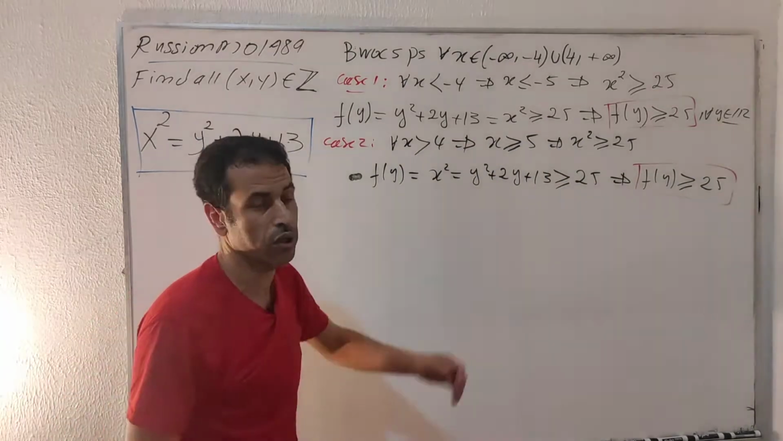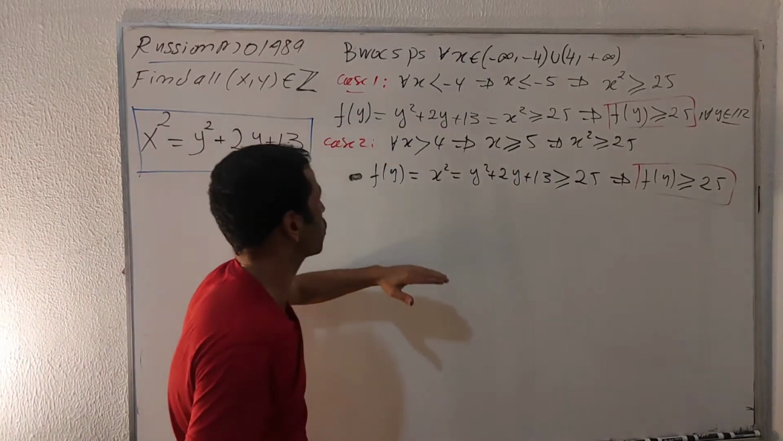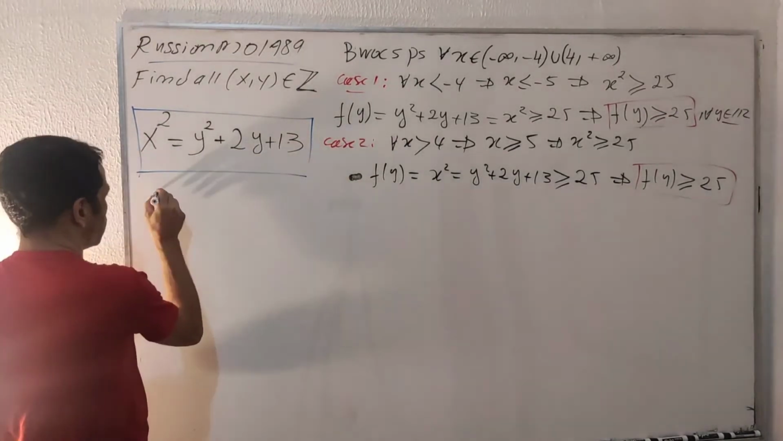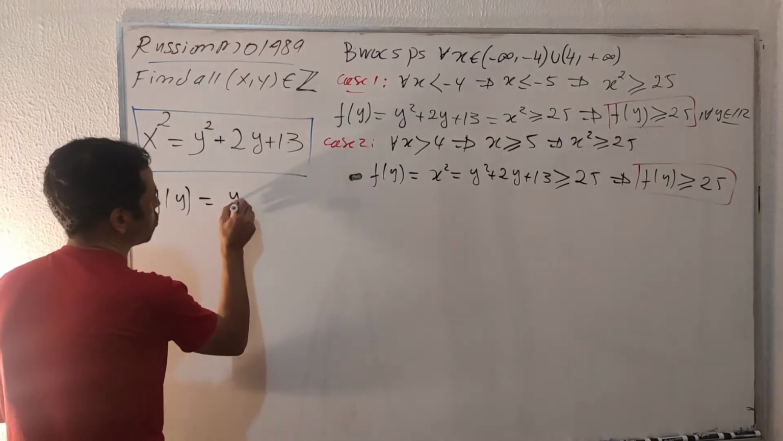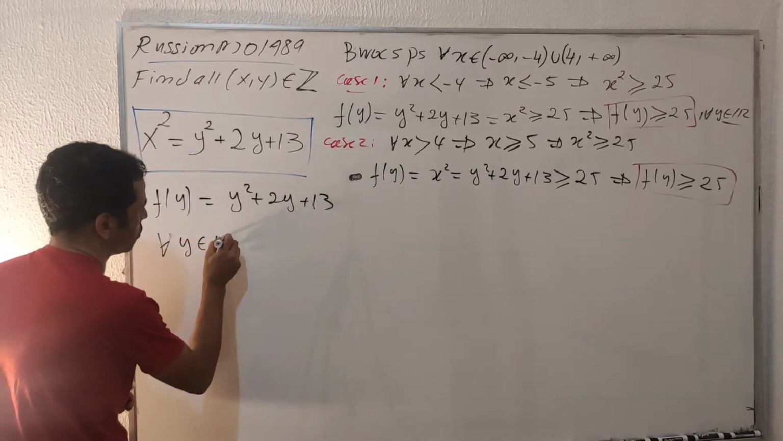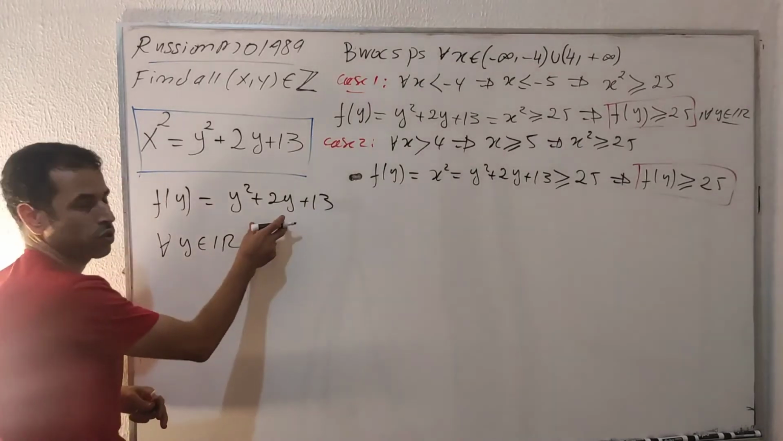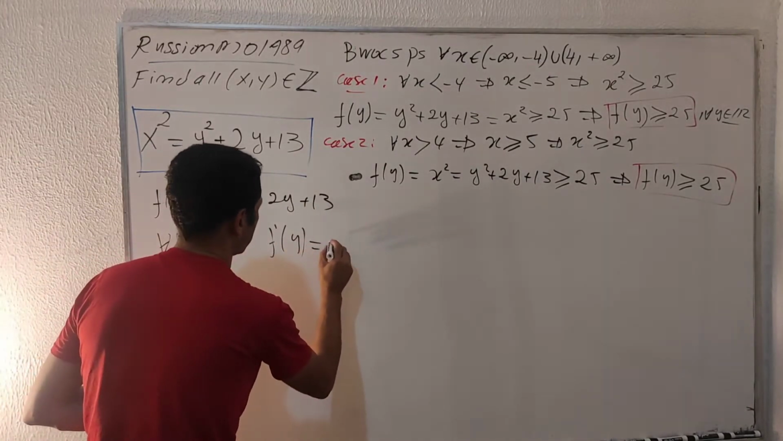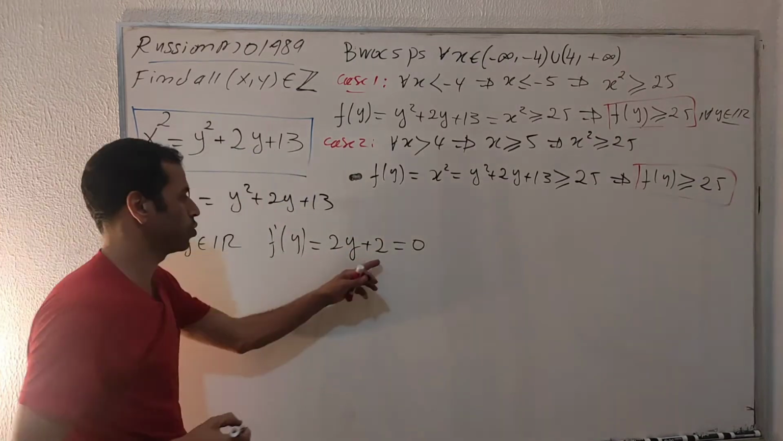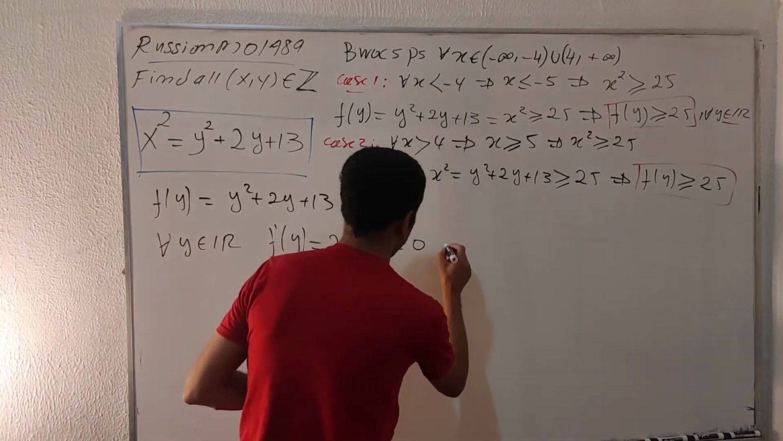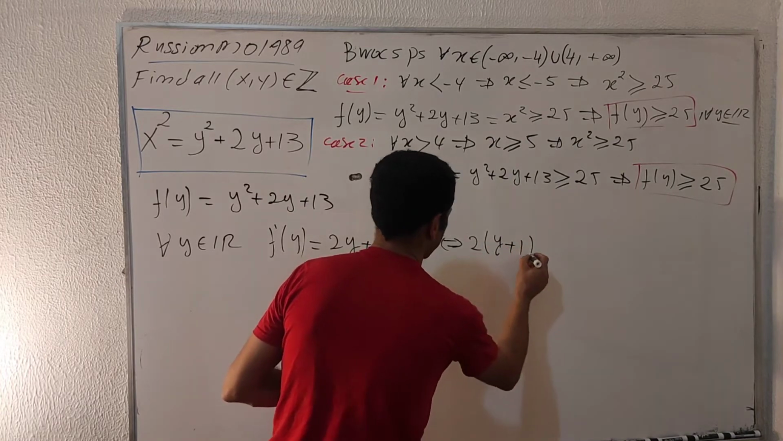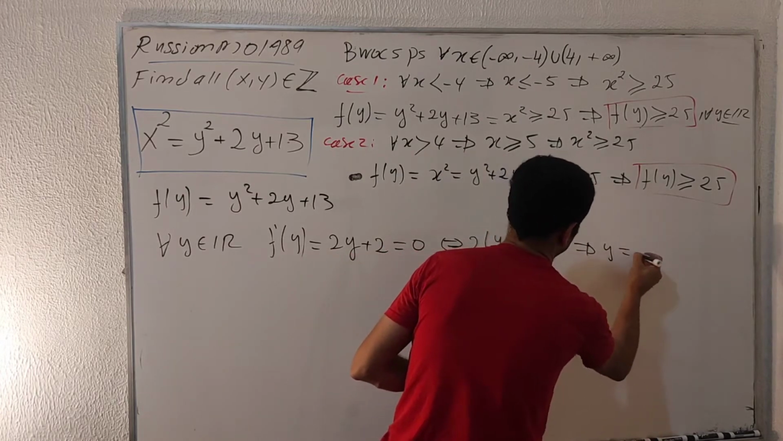Let's save this one for later and work on this function to see its status. So this function f of y, which equals y squared plus 2y plus 13, for all y as a real number, I'm going to take the first derivative: f prime of y equals 2y plus 2, equals 0. I'm going to put this in the variation table. Taking number 2 as a common factor, I get y plus 1 equals 0. This gives y equals minus 1.